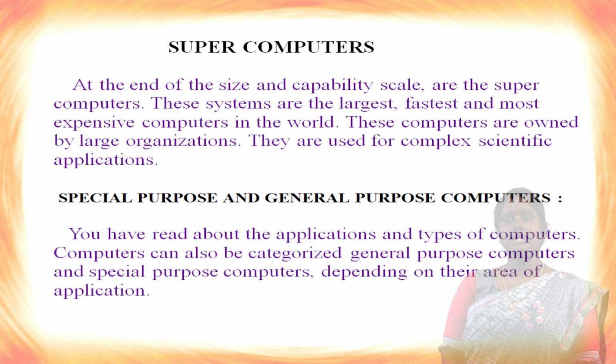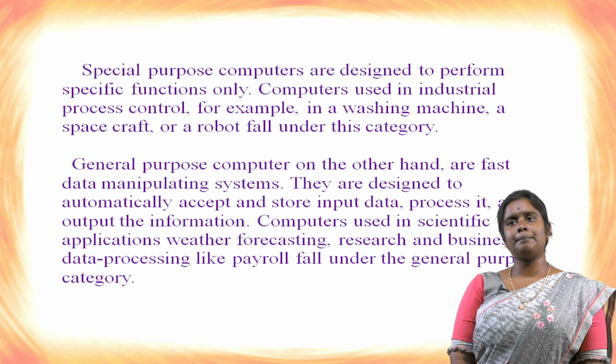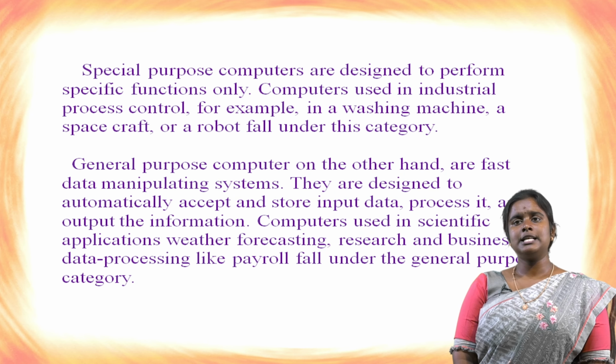Special purpose and general purpose computer. You have read about the applications and types of computers. Computers can also be categorized as general purpose computers and special purpose computers depending on their area of application. Special purpose computers are designed to perform specific functions only. Computers used in industrial process control, for example in a washing machine, a spacecraft or a robot, fall under this category.